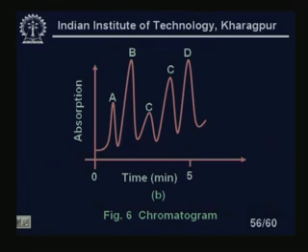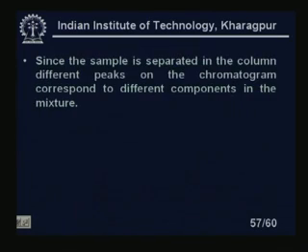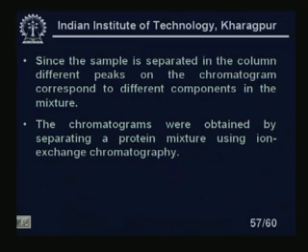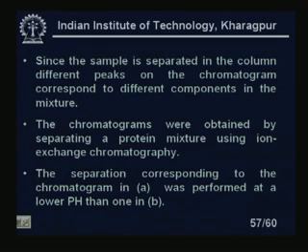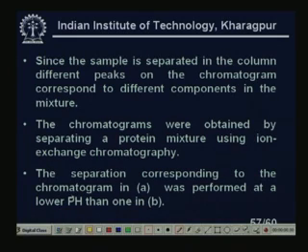So, pH should be maintained at a particular value. It should be neither too low nor too high. This is about these chromatographs we are talking about. Since the sample is separated in the column, different peaks on the chromatogram correspond to different components in the mixture. The chromatograms were obtained by separating a protein mixture using ion exchange chromatography. The separation corresponding to chromatogram A was performed at a lower pH value than in B.